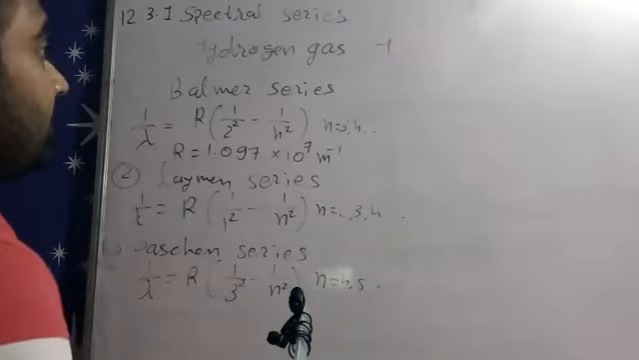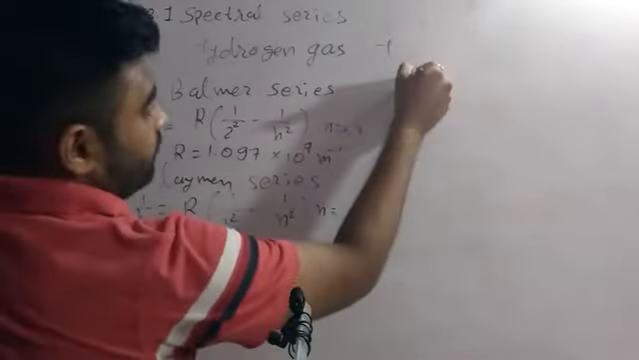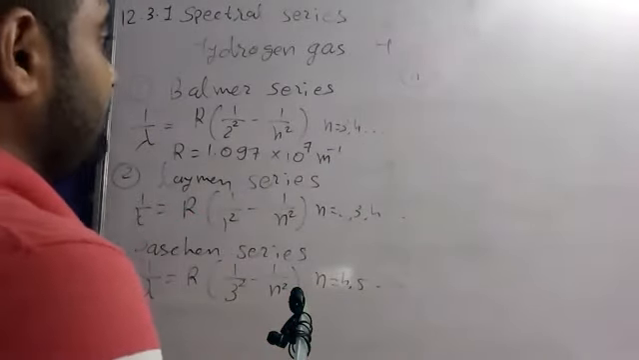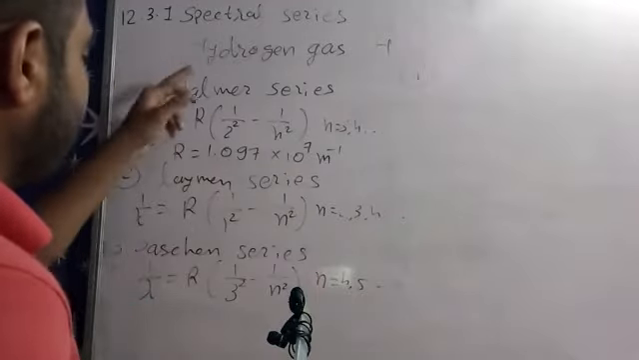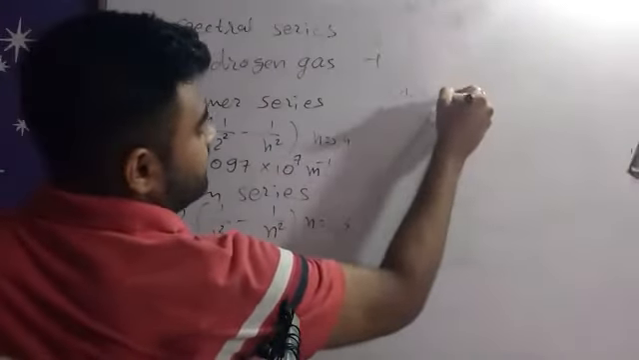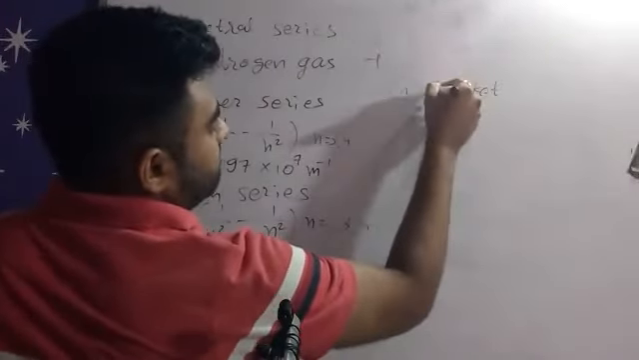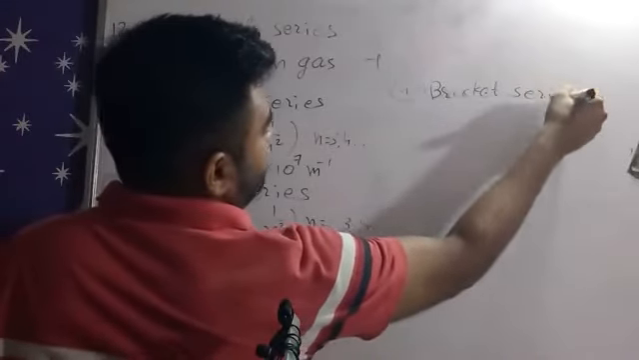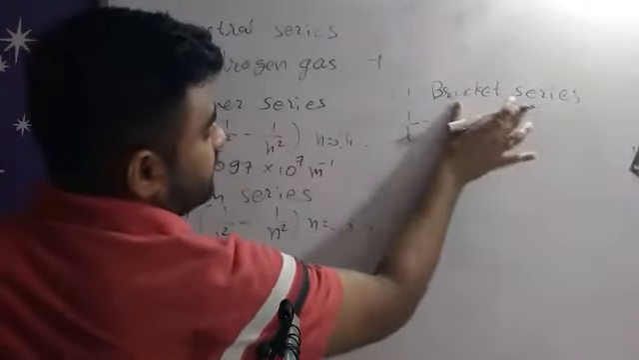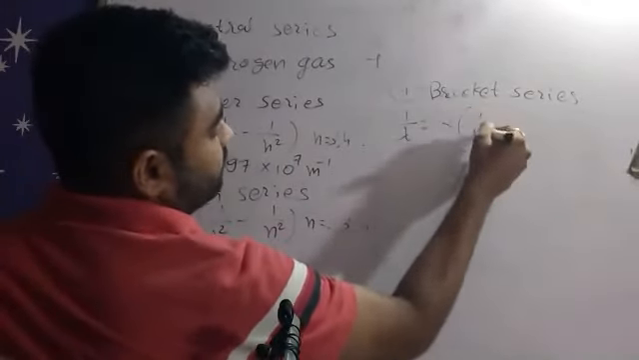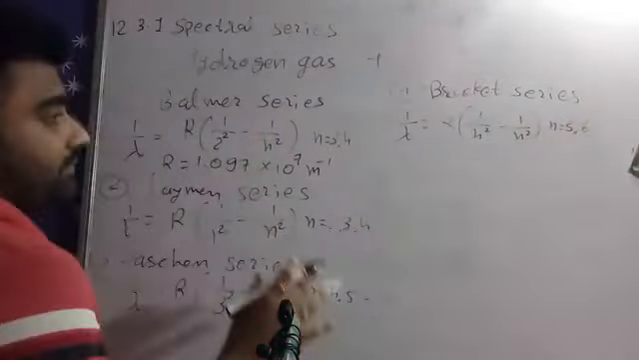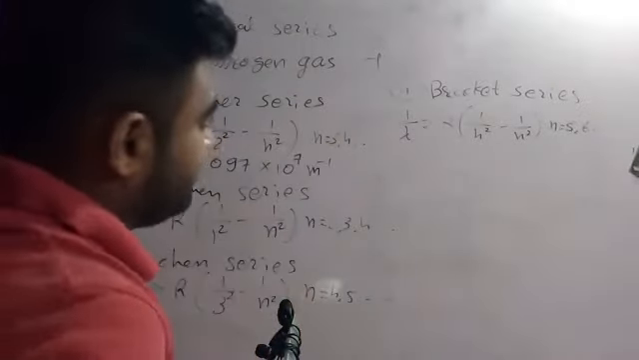Lyman, Balmer, Paschen, and the fourth, our next series, is the Brackett series. It starts with R into 1 upon 4 square minus 1 upon n square, where n is equal to 5, 6, and so on up to infinity. This series was formed by Brackett, that's why it is the Brackett series.